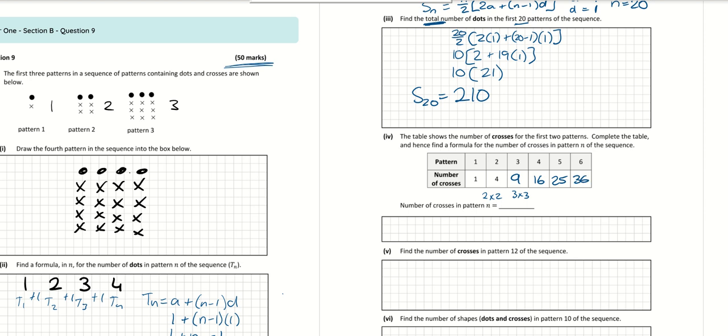Now, the number of crosses in pattern n, you will notice, 2 by 2, 3 by 3, 4 by 4, all of these things are the squared numbers. So 1 squared, 2 squared, 3 squared, 4 squared. Okay, so whatever pattern it is, it's just its number squared. So our answer here, number of crosses in pattern n, will be n squared. Okay, so that's just an easy one to look at. It's just n squared, you don't have to do any of the fancy stuff.